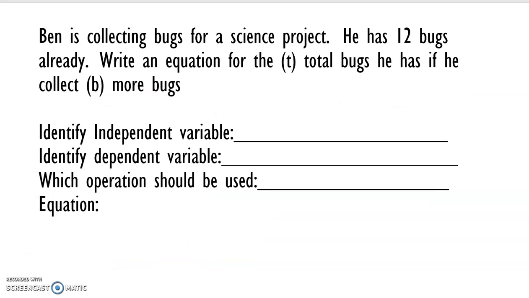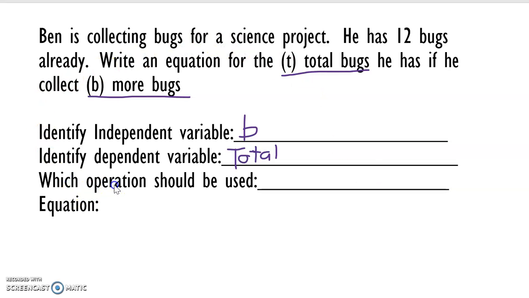All right, my last example is going to be combining both of these concepts together. I'm going to come up with an equation and then use it to complete a table. Ben is collecting bugs for a science project. He has 12 bugs already. The equation that we're going to write is going to be for the total number of bugs if he collects B more. So which one is controlling the other? Typically, if we're calculating a total, the total will be the dependent variable. So the total number of bugs he has for his project is dependent on B, how many more bugs he gets.